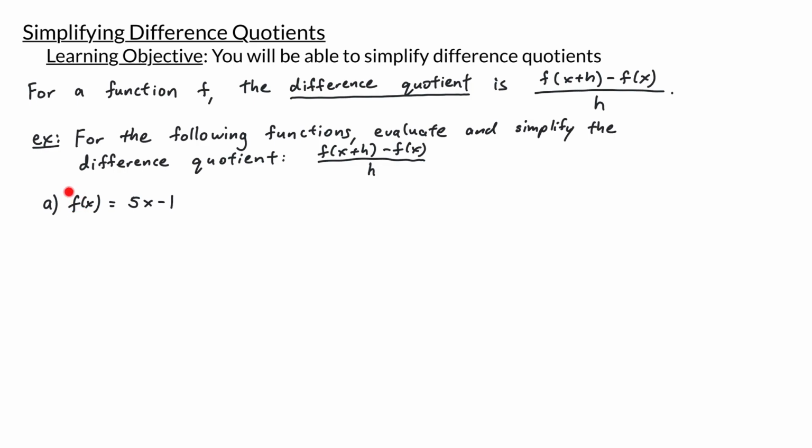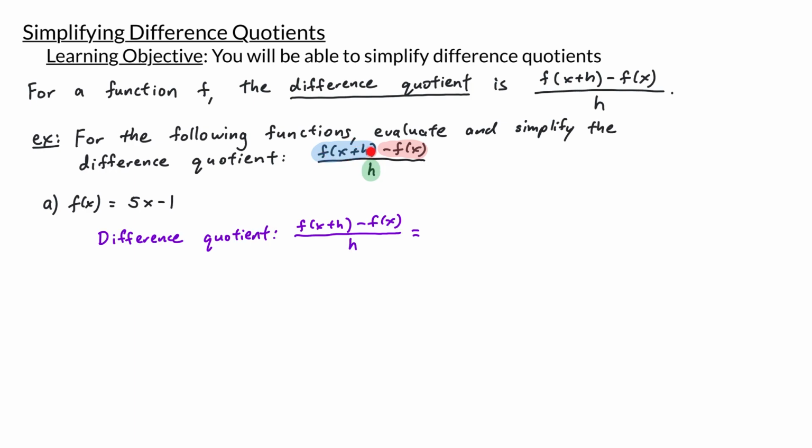meaning we have the function f, where when we input x into the function, the output that we get is 5x minus 1. When we evaluate the difference quotient, we want to break this expression up into three parts. We have the portion that's f of x plus h, a portion that's minus f of x, and then we have the h in the denominator. Let's start by writing down what each of those portions are for our specific function here.